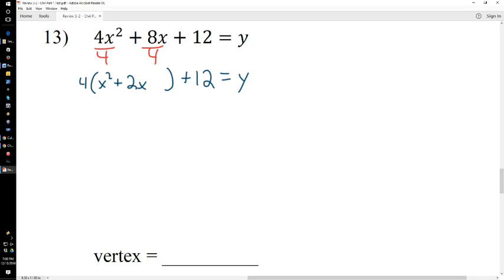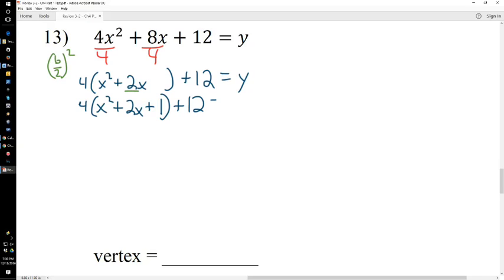So now, again, remember your little key is b over 2 squared. We take the b value, which in this case is 2. 2 divided by 2 is 1. 1 squared is 1, so I'm going to add it to both sides. So here we go, 4 times x squared plus 2x plus 1. Remember, 2 divided by 2 and squared is 1.